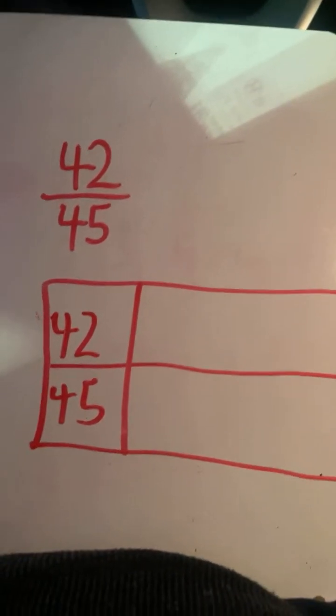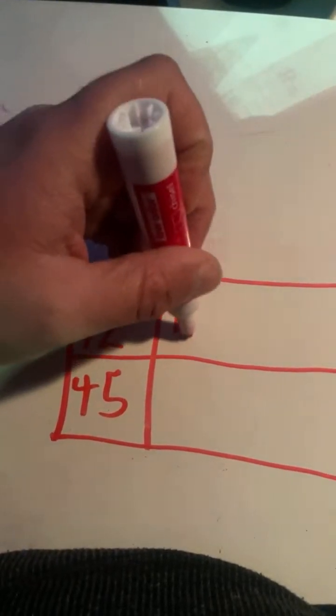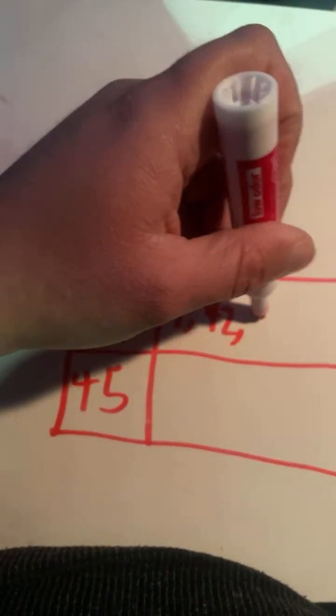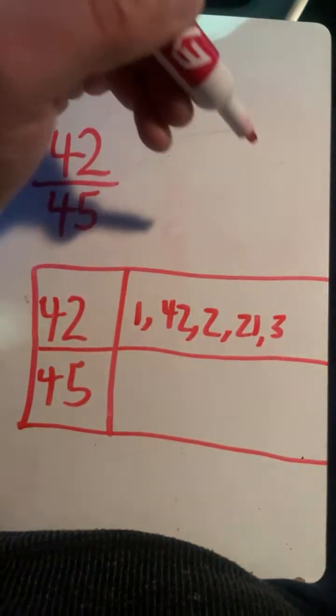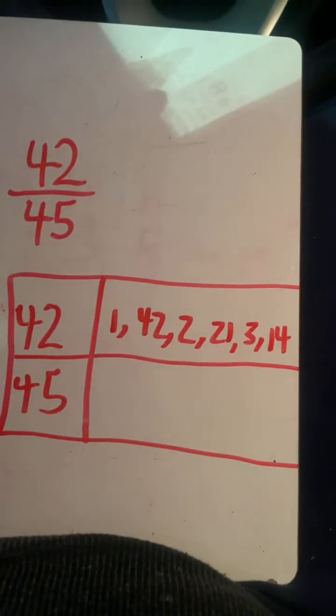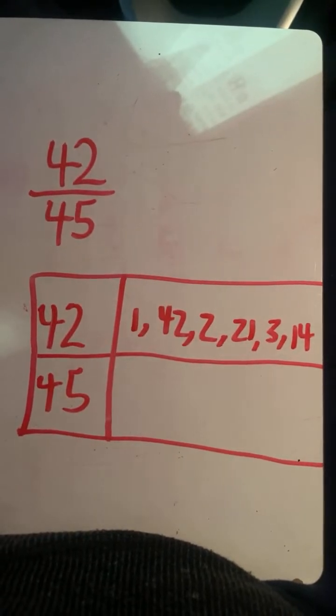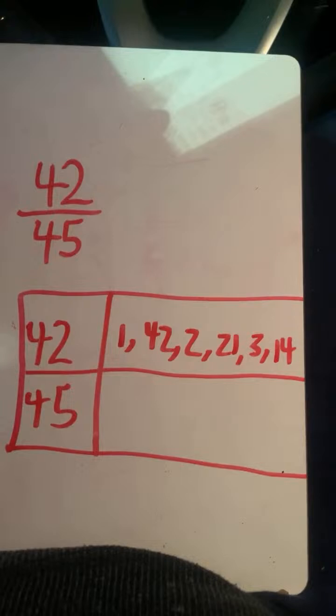So I'm going to make the factors of 45 and 42. So we have 1 and 42. We have 2 and 21. We have 3 and 14. I think that's it.